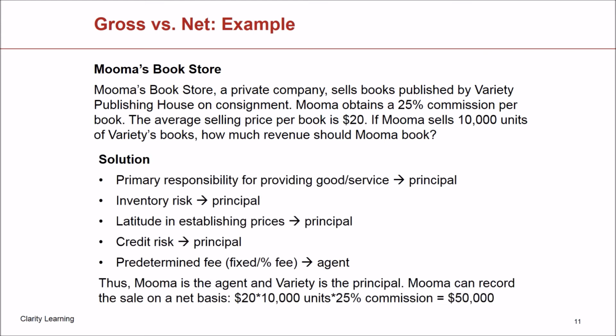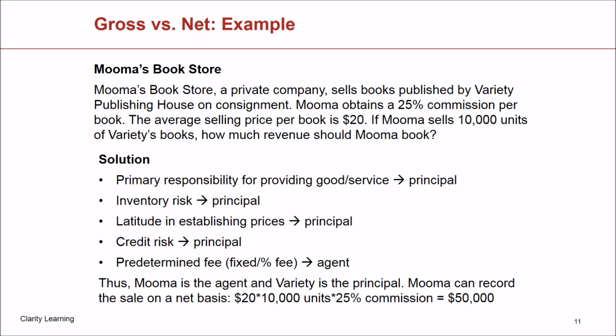So we know that it's a private company, therefore it should be using ASPE. And under ASPE, there are a number of criteria. Keep in mind that these criteria can also be applied in an IFRS or public company situation because there are no specific criteria available under IFRS. So moving on to the solution, we look at the different criteria available here. And the first is that there's primary responsibility for providing the good or service. Here we know that the Variety Publishing House is the one that's primarily responsible for providing the book because they're the ones who published it.